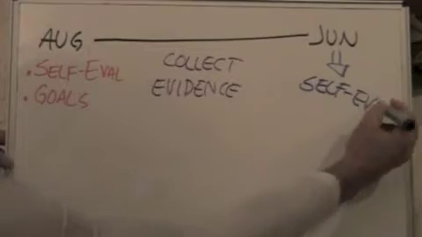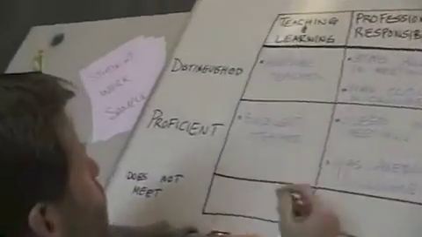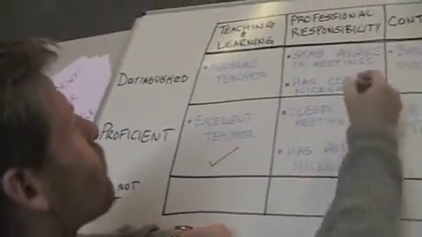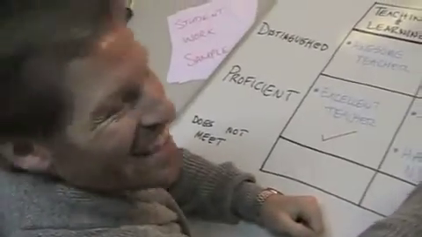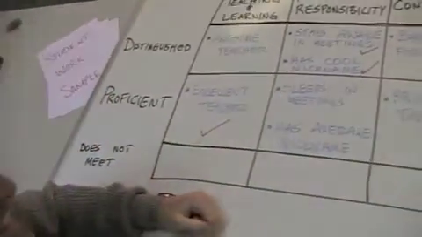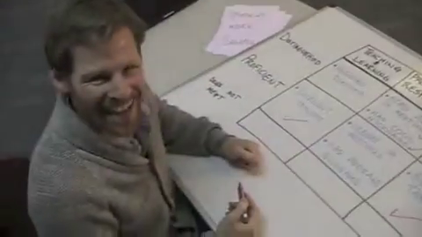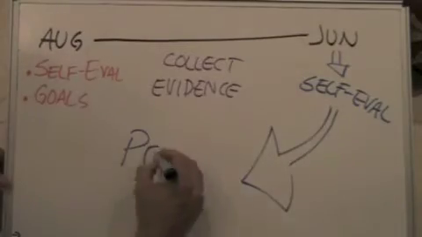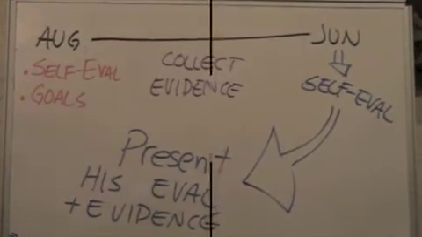Once he has his evidence collected, he'll go back to the 4-domain rubric and reevaluate himself, choosing proficient or distinguished. In this case, for a cool nickname, Johnny Drama. He's going to be distinguished. He'll complete his evaluation and move on to the next step, which is presenting his evaluation and evidence to a team, a select team of colleagues, admin, team leaders, etc.